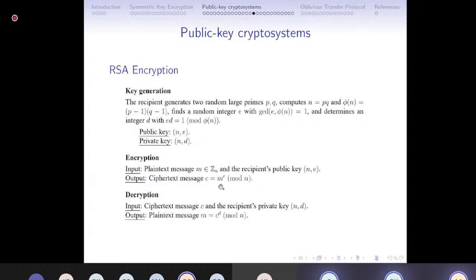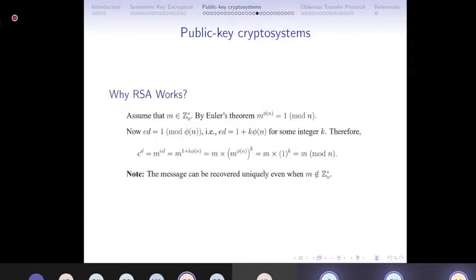We simply compute m raised to the power e, then perform the modulo n, and send the ciphertext c to the receiver. The receiver uses the secret key, which is (n, d), that means c to the power d, performs the modulo, and recovers the plaintext. So this is how RSA works.